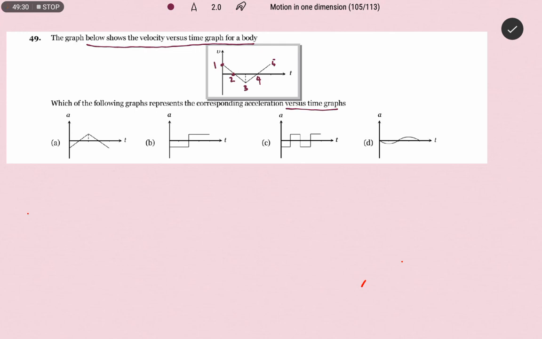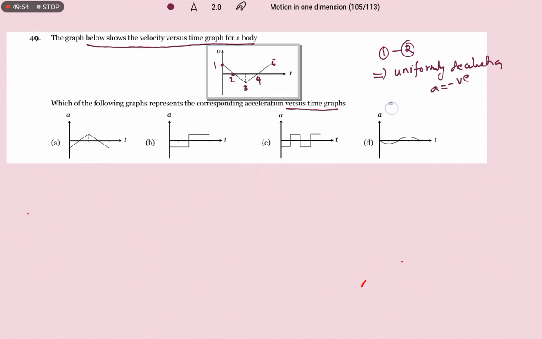From 1 to 2 it is decelerating. Uniformly decelerating, because the slope is negative. If it is uniform deceleration, A will be constant, and that too what kind of value? A is negative.